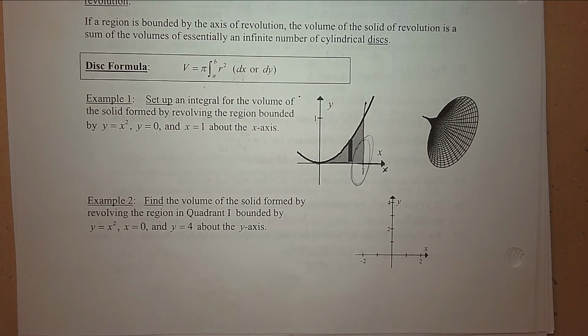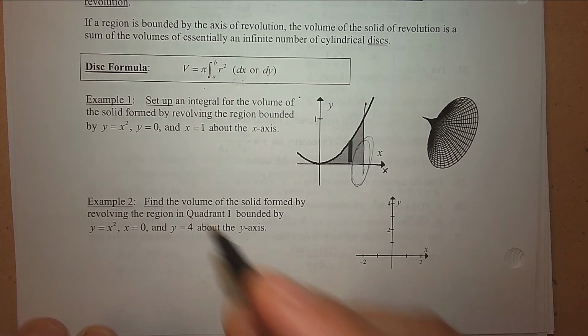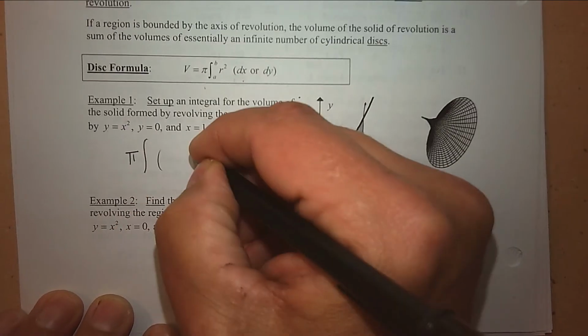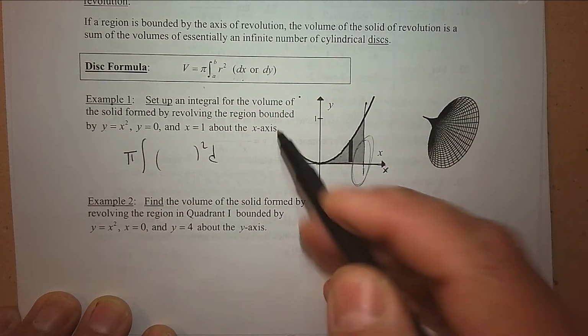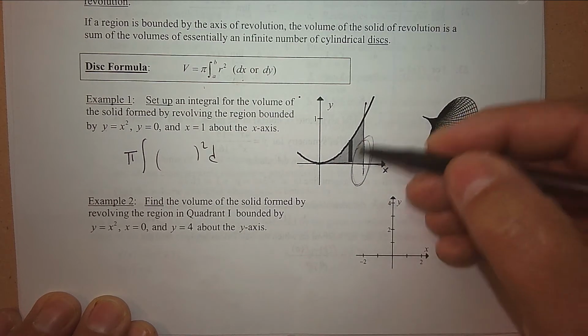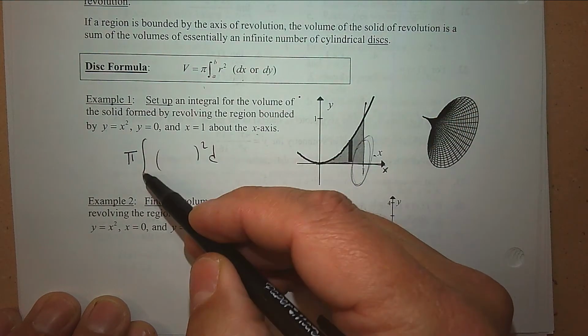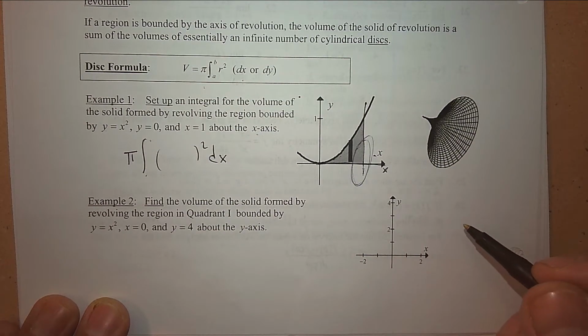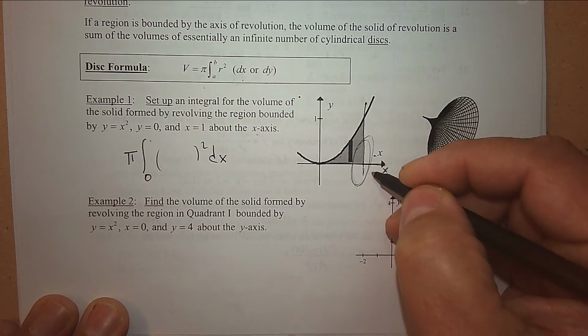Because it's being rotated, what's the cross-section? A circle. What's the formula for a circle? Pi r squared. And what I need to know is that it is about the x-axis. So if it's about the x-axis, we're going to use the x's. What are the bounds? From 0 to 1.